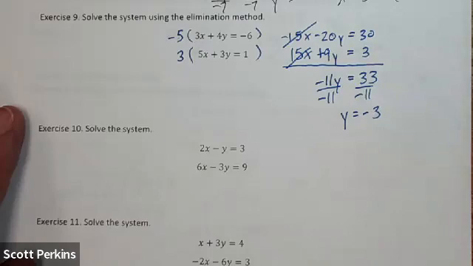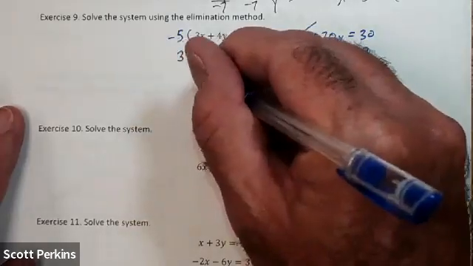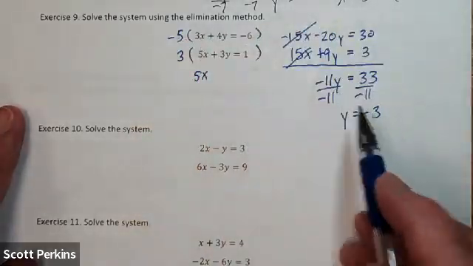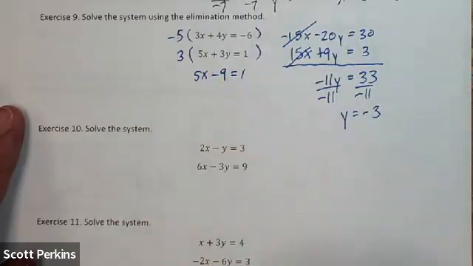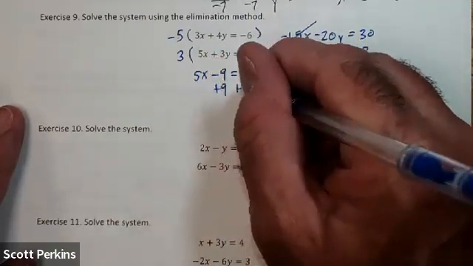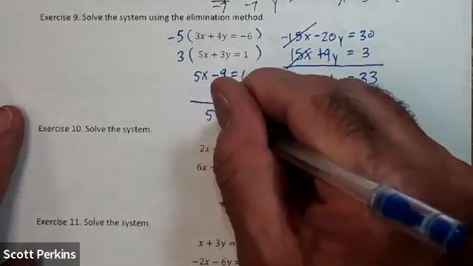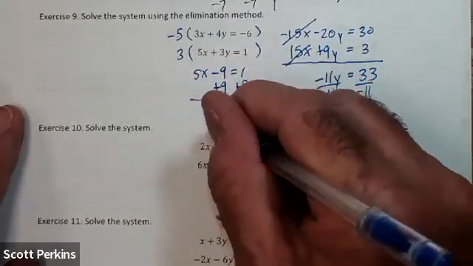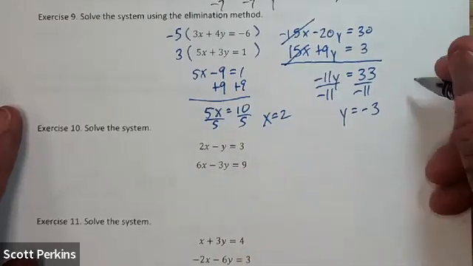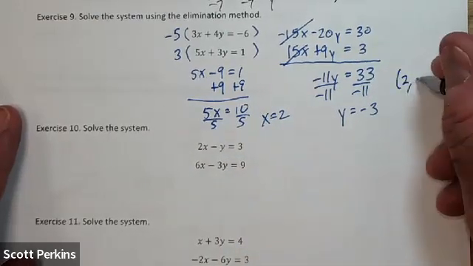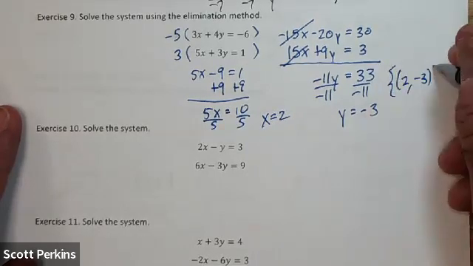I'm going to pick the bottom equation again. If you used the top, we should have the same x value as a result. So I've got 5x, and then 3 times the y value. 3 times -3 is -9. Add 9 to both sides, and I get 5x equals 10. Divide, and I get that the x value is 2. So my ordered pair is the x value 2, the y value -3. That's my solution set.